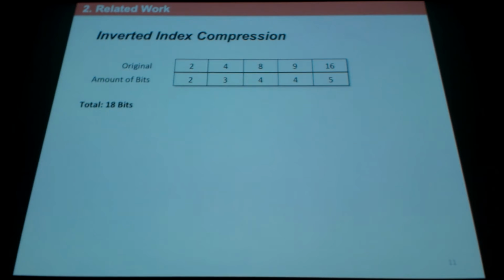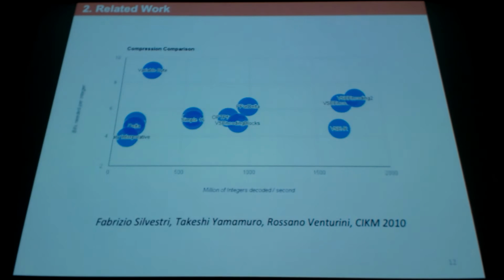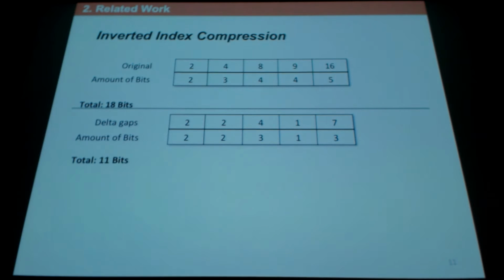So this is just a small example. Let's say that that's the original posting list on the top, and the amount of bits that it requires for representing each integer. You can see the first one takes 2 bits, the second one takes 3 bits, and so on. If we sum up, we have 18 bits that we need for representing that small list. If we just use the delta gap encoding, we can reduce that to 11 bits, right?